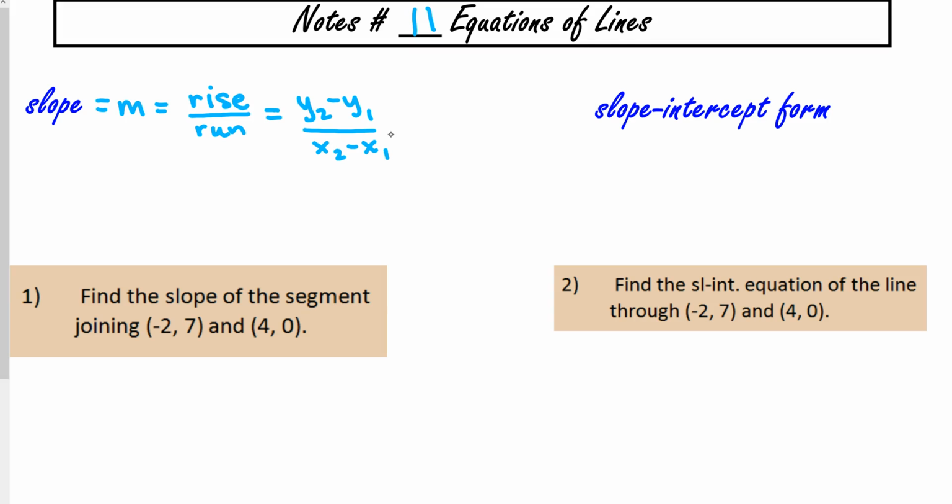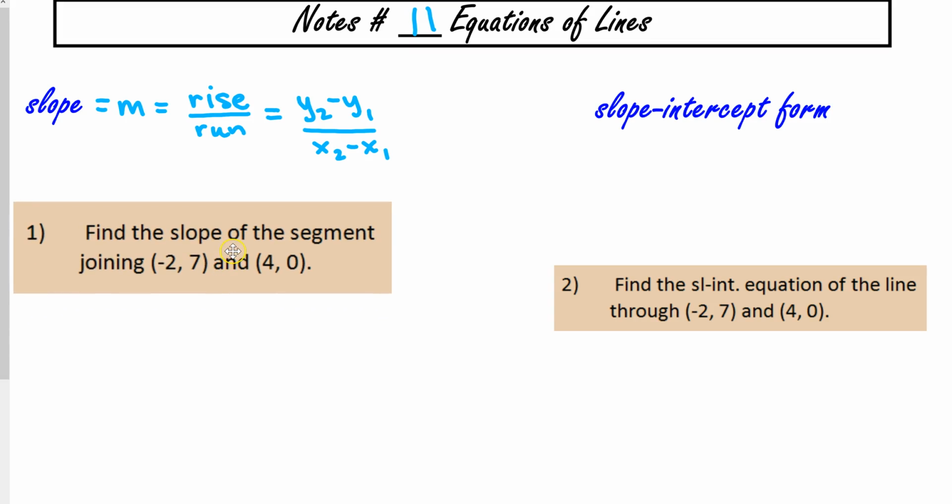So let's do example 1. Find the slope of the segment joining the points (-2, 7) and (4, 0). Okay, so let's say that (-2, 7) is (x1, y1), and (4, 0) is (x2, y2). So the change in y, y2 minus y1, is going to be 0 minus 7, over the change in x, x2 minus x1, is going to be 4 minus -2. Be careful with the negative there. And then we simplify, so we have -7 over 6. And we can just call that -7/6, and that's the slope.